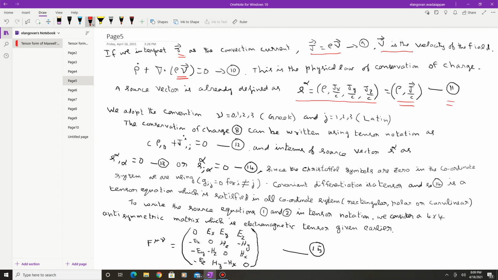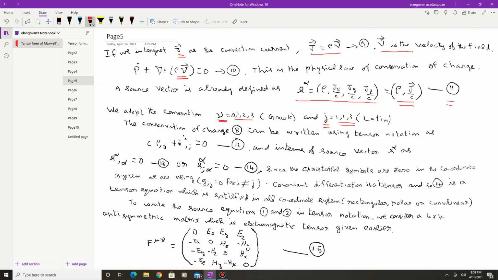So we choose the same symbol here. S alpha is equal to, within the bracket, the first term S0 and the J vector by C, with three components: Jx by C, Jy by C, and Jz by C. Now we are going to adopt a convention. If you use a Greek letter mu, it runs from 0 to 3. If you use a Latin j, it runs from 1. Just for convenience, we are using this convention.